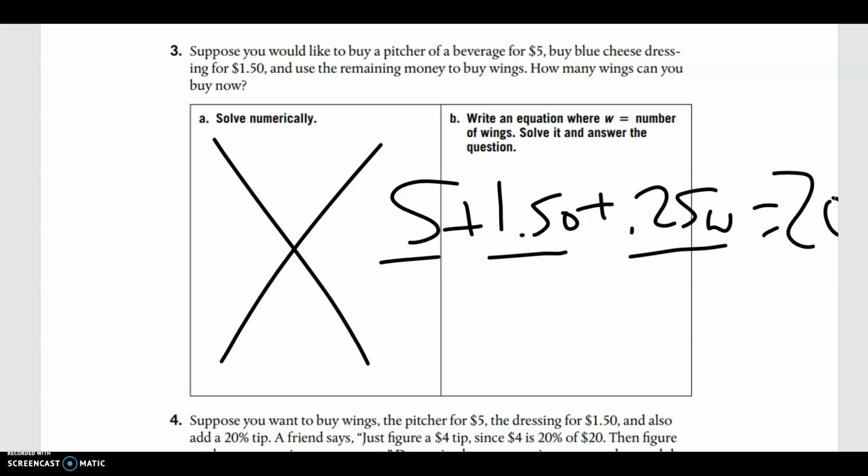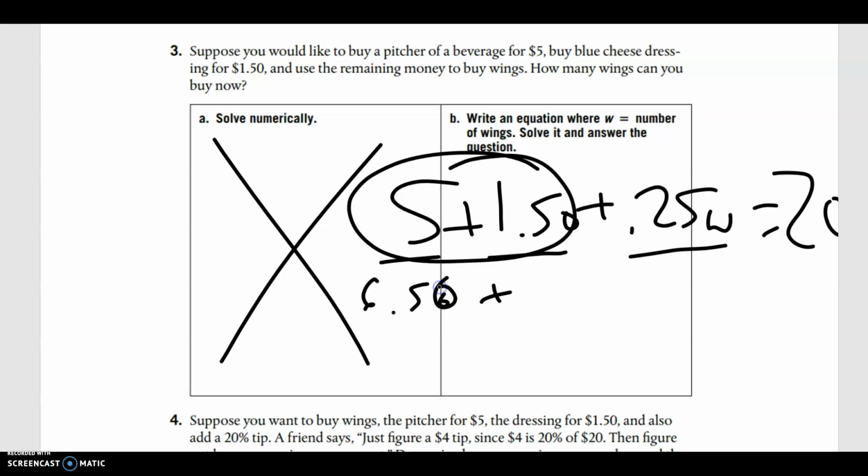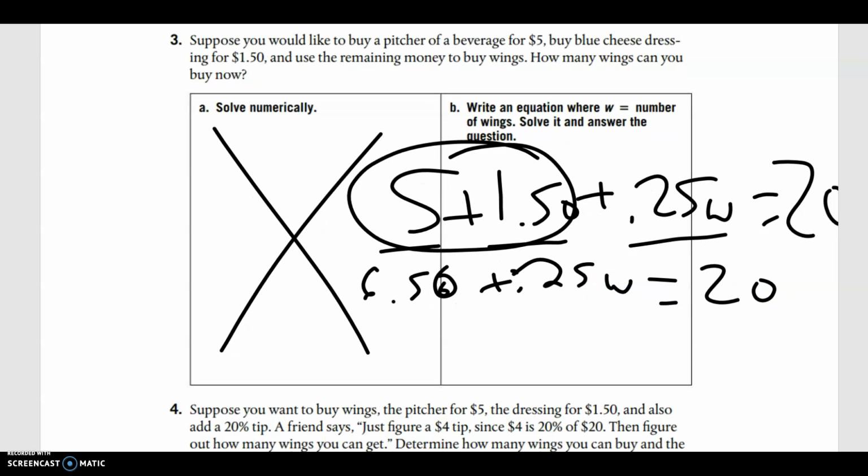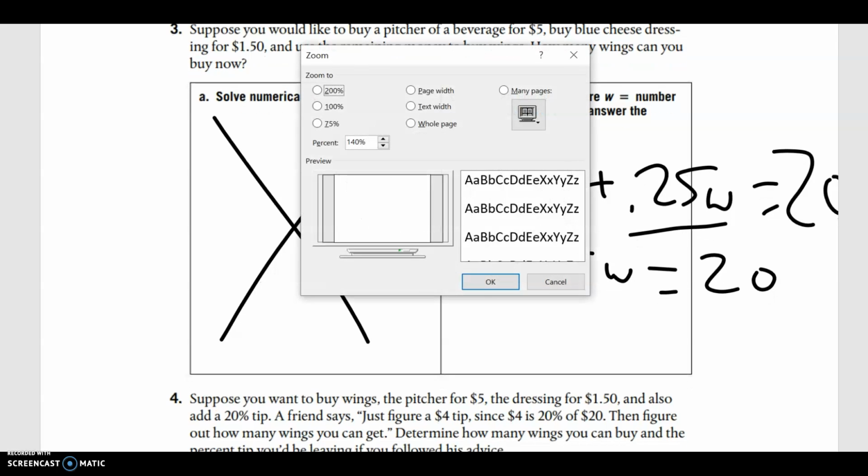All right. So I could go ahead and add my drink and my dipping sauce. That's $6.50 plus my wings. And then I have my $20 bill. Okay. All right. So then I want to solve this.